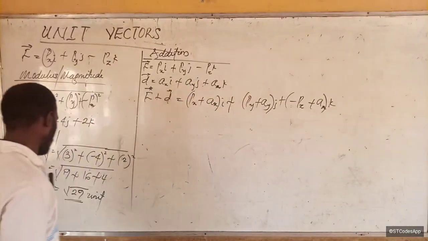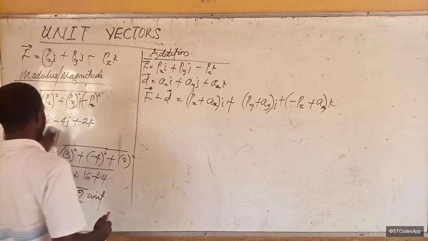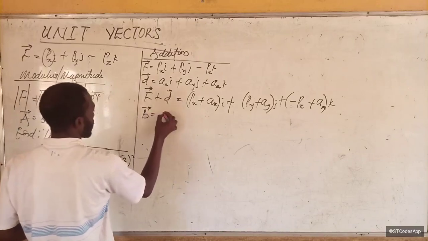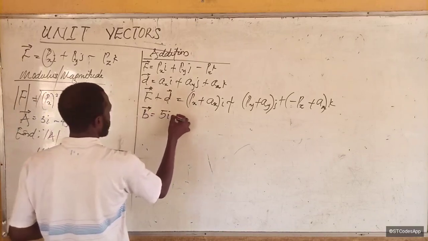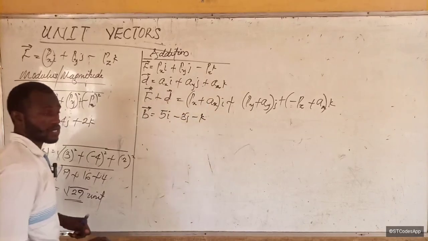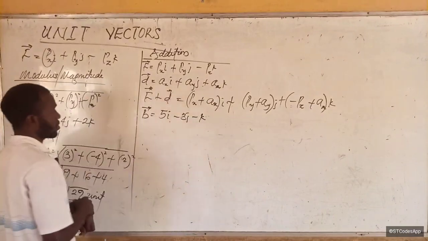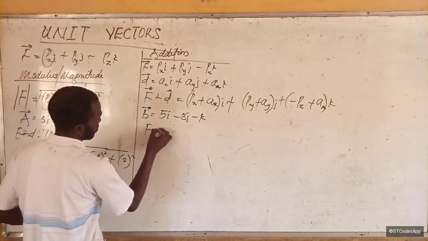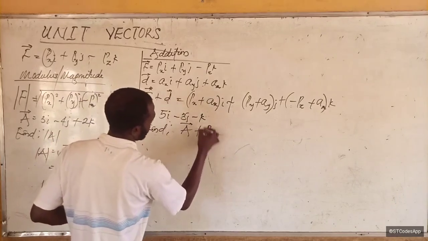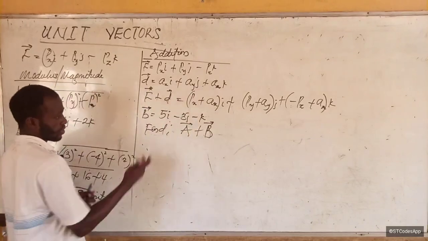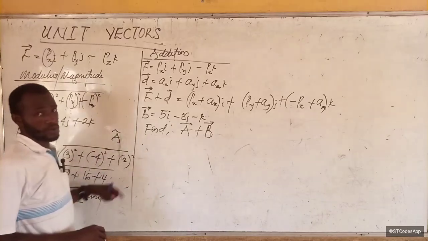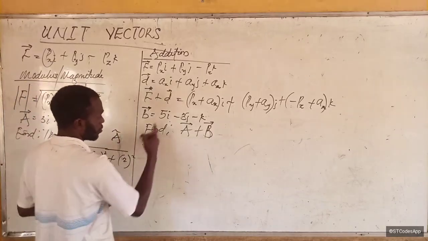Do you understand? So for example, if my vector A was given as this, so another example, and vector B is given as 5i minus 3j minus k. The question now says find vector A plus vector B. All right. Now you can see the vectors written as a cap also. So how do you add this?